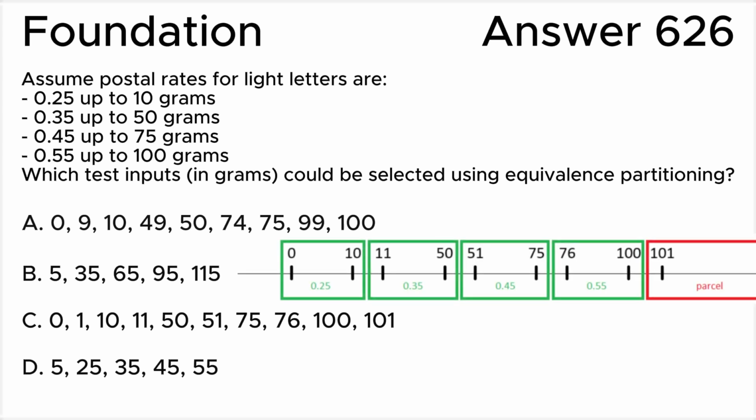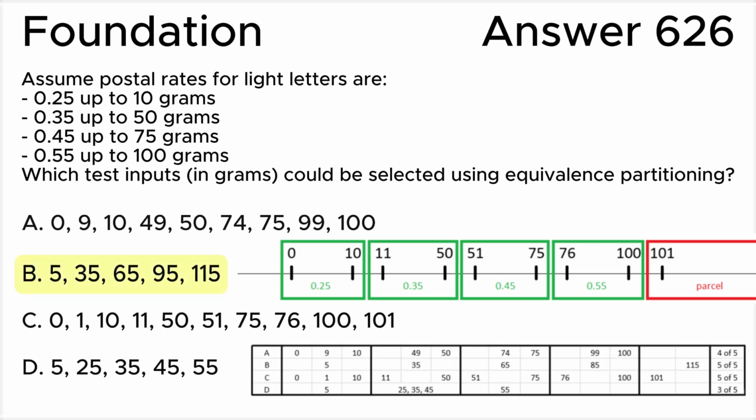There are 5 equivalence partitions. Valid partition 0.25, 0 to 10 inclusive. Valid partition 0.35, 11 to 50 inclusive. Valid partition 0.45, 51 to 75 inclusive. Valid partition 0.55, 76 to 100 inclusive. Invalid partition parcel, 101 or more. It is necessary to apply the equivalence partition test technique correctly.